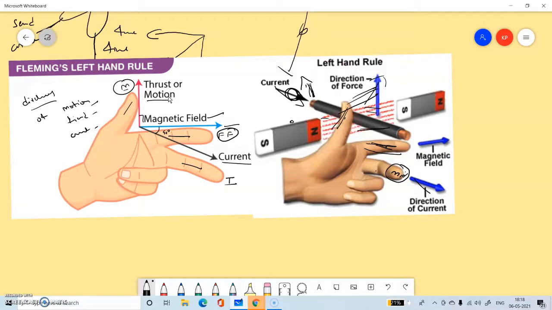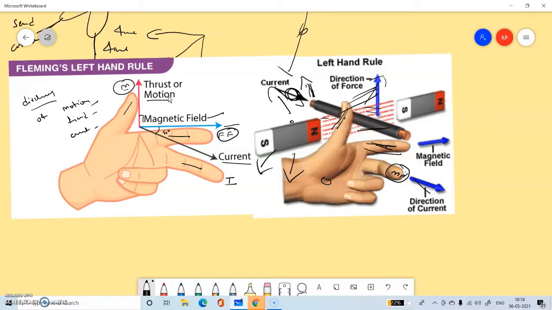Just place your left hand thumb, middle finger and first finger in this manner, and then reverse this finger. That means you place this finger backside and this thumb will come downwards. So you can say that if the current is going inside, then the direction of the thumb will come downwards. So that you can find out just by the left hand rule.